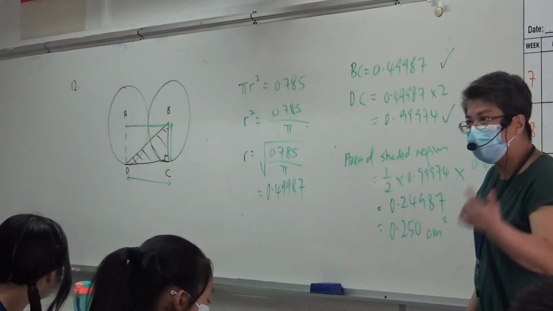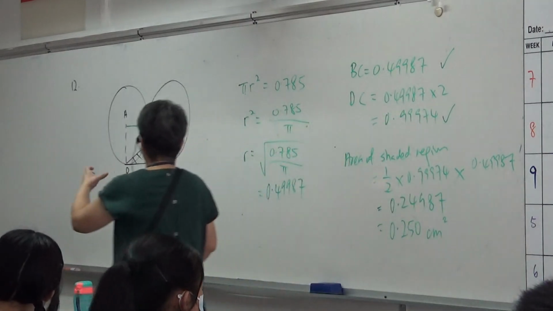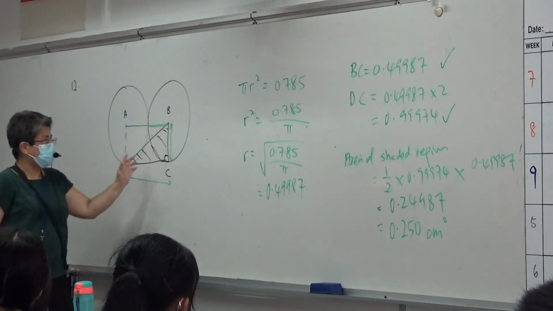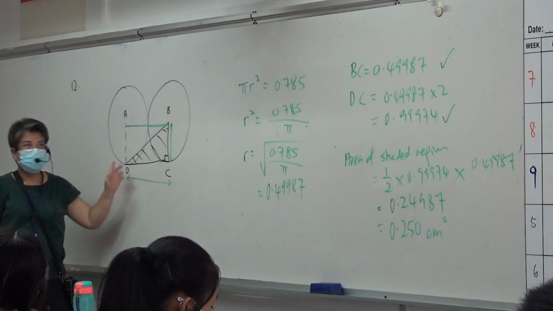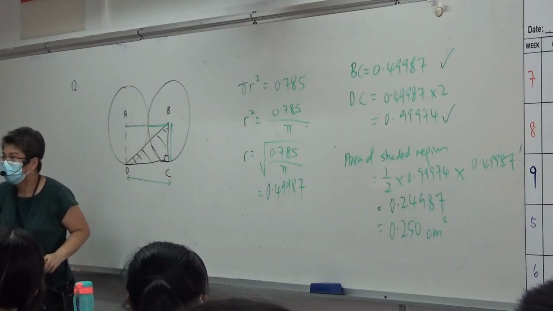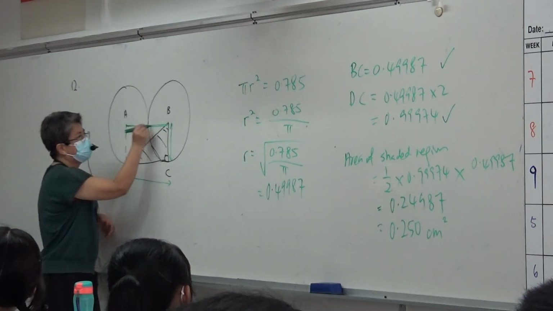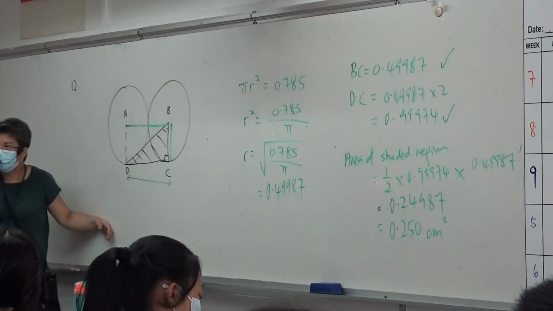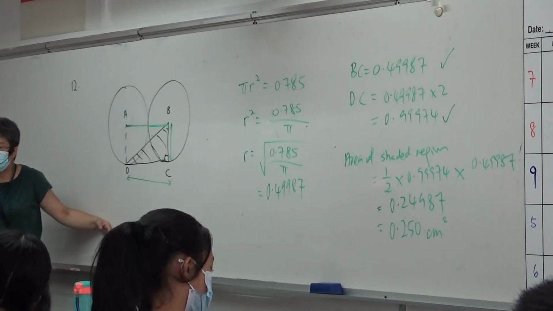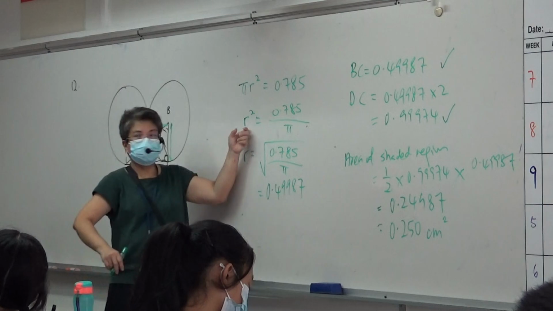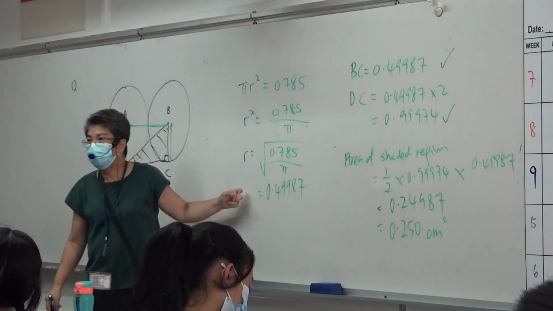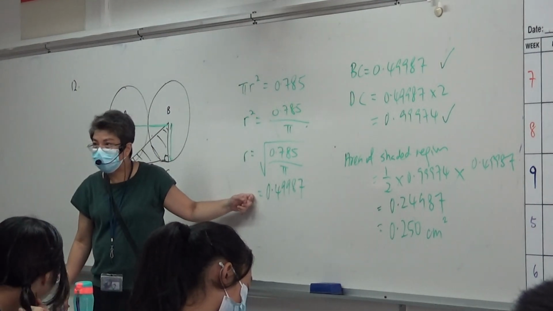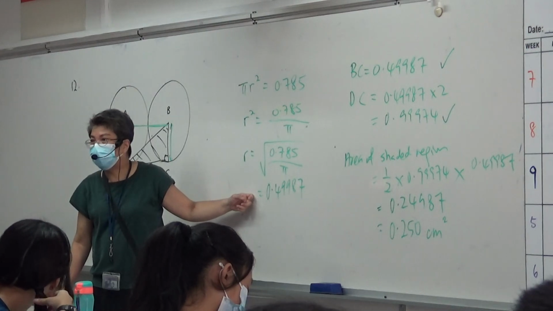Everybody clear? Now what is important in this question is that you must know that this one is radius, this one is radius times 2. Understand? Because can you see I draw a straight line is radius plus radius. This is where students make a mistake. And also from R squared, how do you get R? You take square root, not divided by 2. When it's 2R, then it's divided by 2.